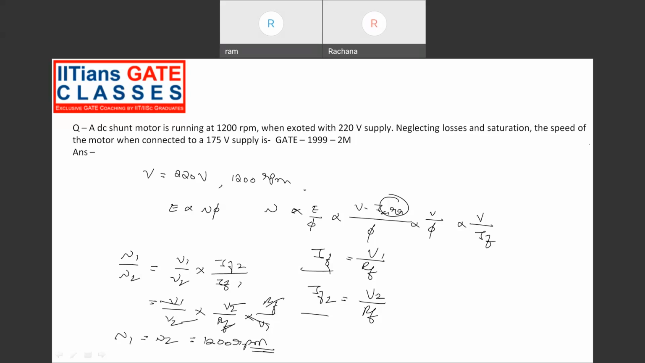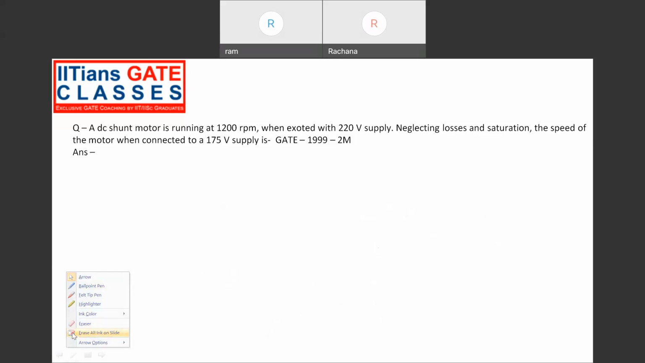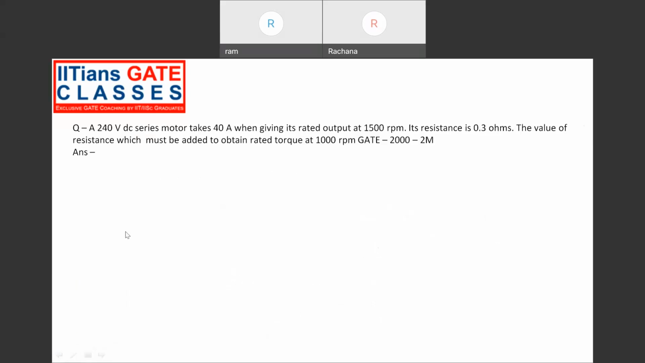Okay, we'll go to the next question. This is a 2002 2 marks question. A 240 volt DC series motor takes 40 amps when giving rated output at 1500 RPM. Its resistance is 0.3 ohms. The value of the resistance which must be added to obtain rated torque at 1000 RPM is.